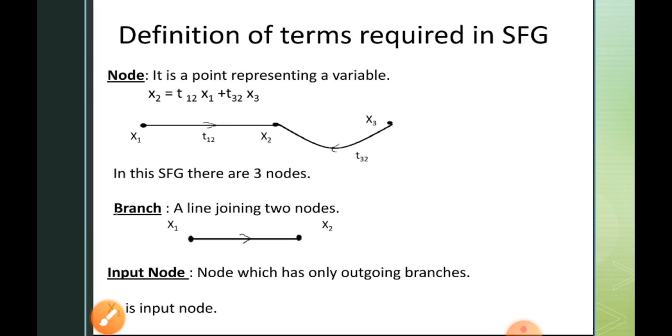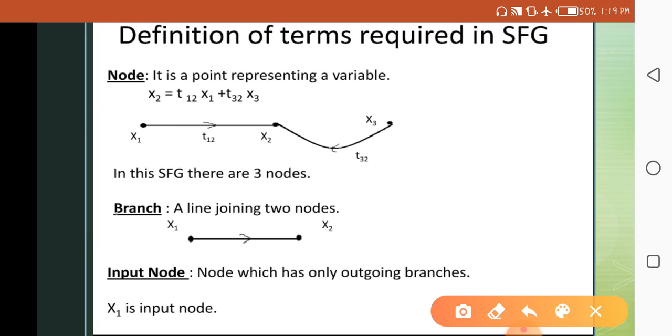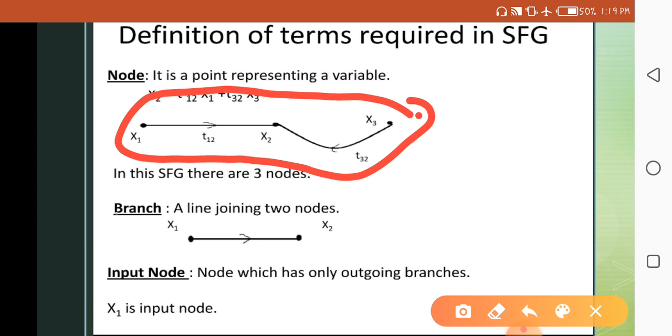Here are the definitions of some terms used in SFG. One by one we will discuss them. First of all, node. A node is a point that represents a variable. Here a diagram is present in which three nodes are represented, that is x1, x2 and x3. So we can say that to represent a variable we use a node.